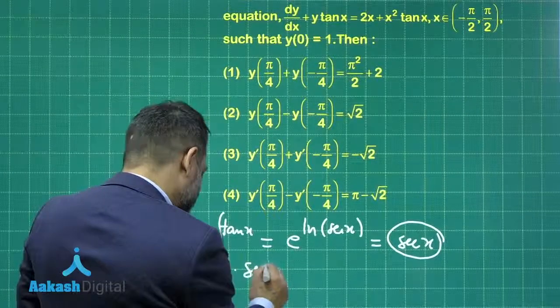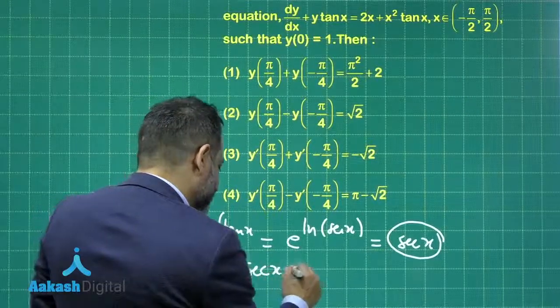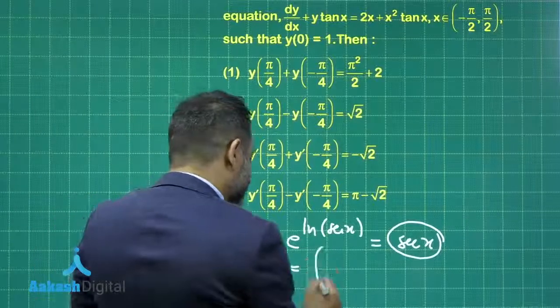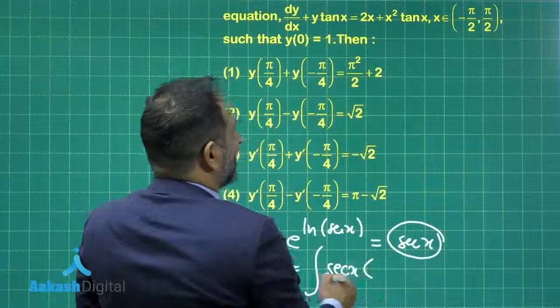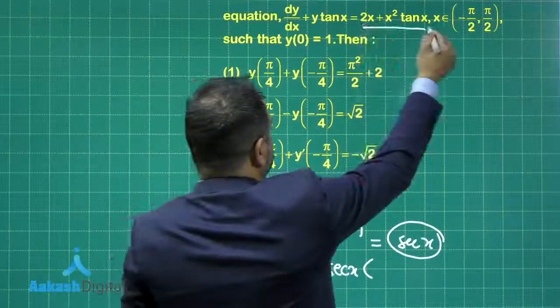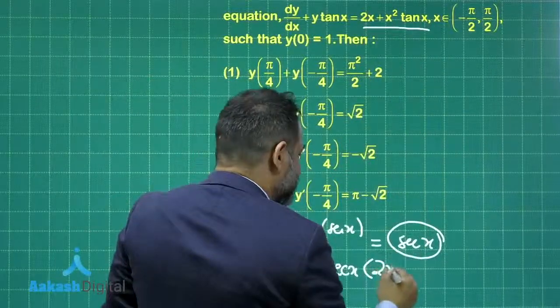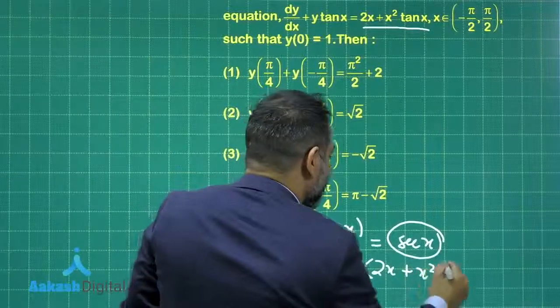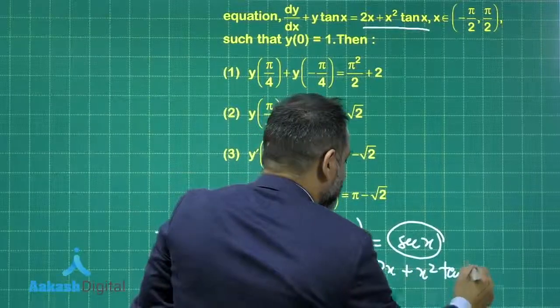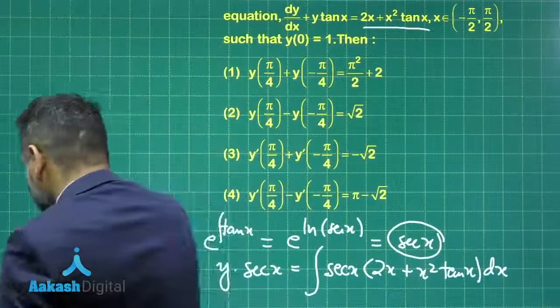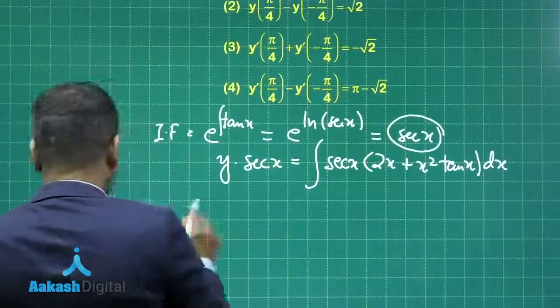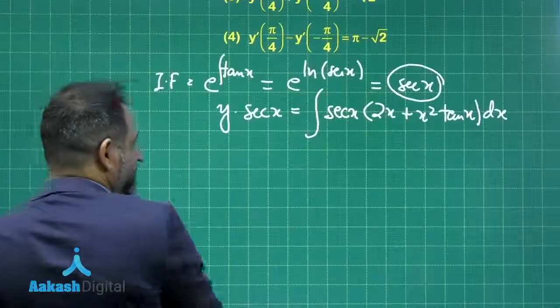It is y into integrating factor is equal to integral of integrating factor, that is secant x, into the function q, that is 2x plus x square into tan x. So we need to find out the integral of this one.